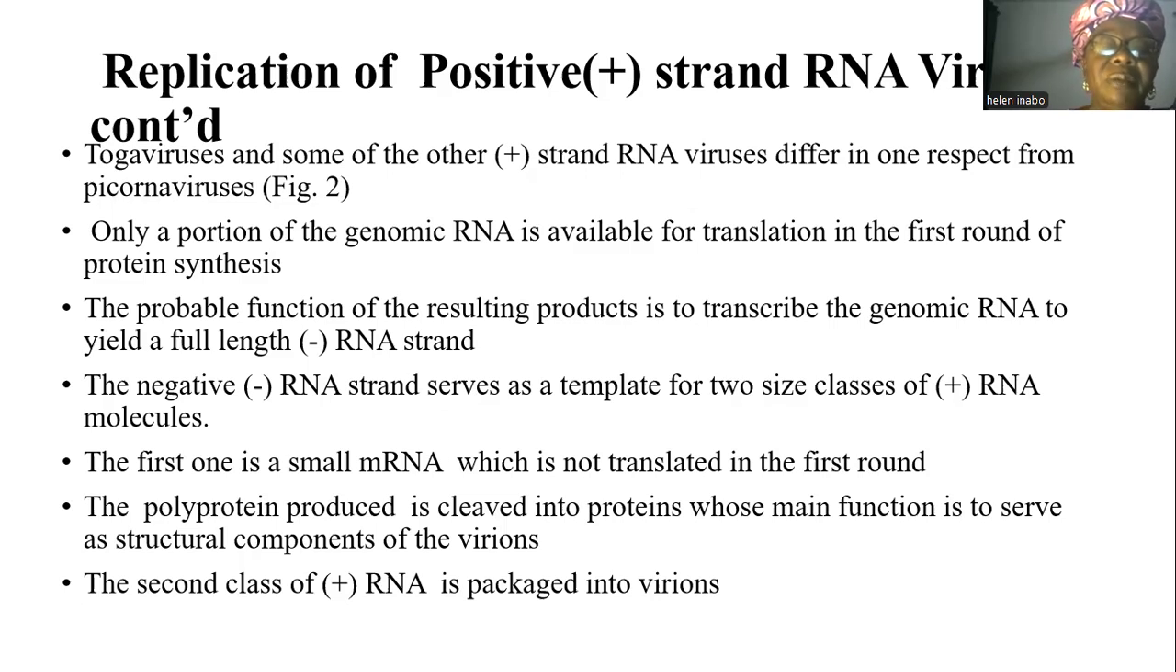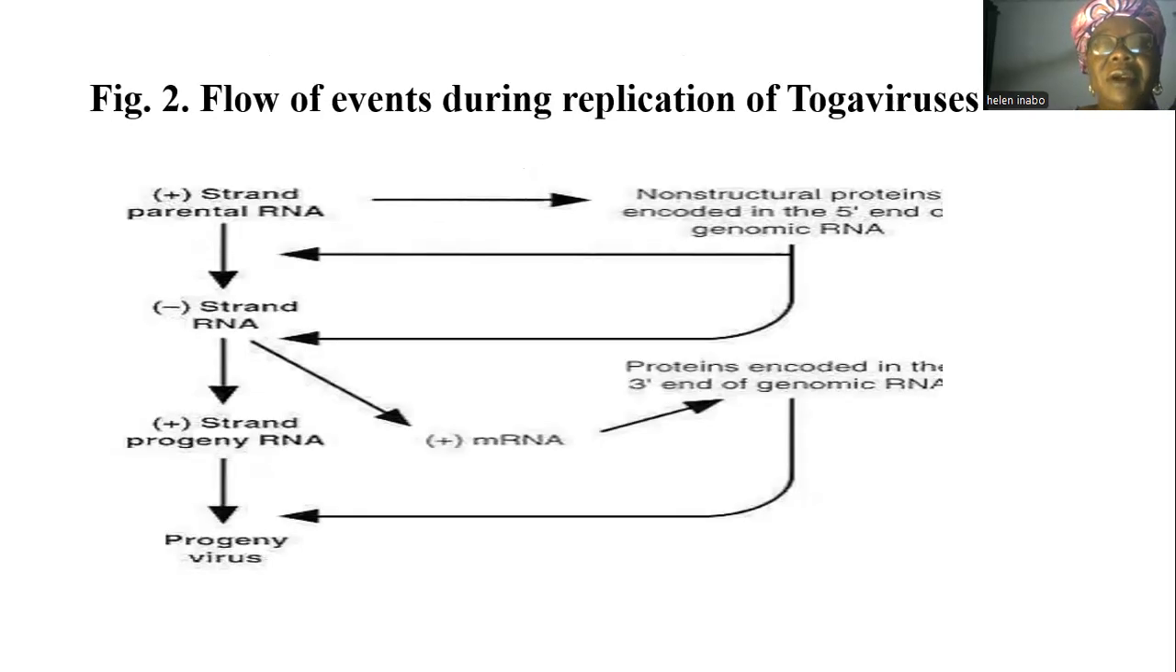The polyprotein produced is cleaved into proteins whose main function is to serve as structural components of the virus, that is, they're assembled around the RNA as capsomeres, forming the capsid. The second class of the positive RNA is packaged into virus.